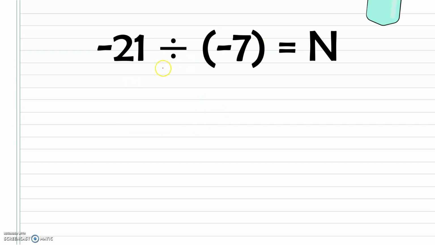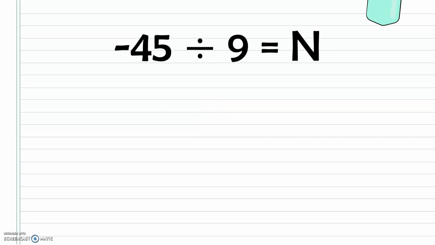Another example, negative 21 divided by negative 7. So 21 divided by 7 is 3. This is positive, negative and negative. Since they are same-signed integers, the sign of our answer will be positive. Also, if you will count, we have 1 negative, 2 negative. Since there are 2 negative numbers, then the sign of the answer will be positive, since 2 is even.